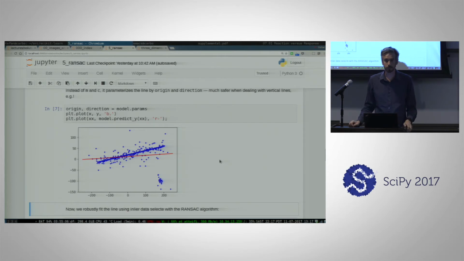Yes, sir? So do you have to tell it what you consider close, or can it sort of figure out what's the best? The question is, do you have to tell it what you consider close? And yes, you have to specify. In this case, I would say that it's maybe a distance of 5 pixels or whatever. But you have to tell it what you consider to be an inlier and what you consider to be an outlier.